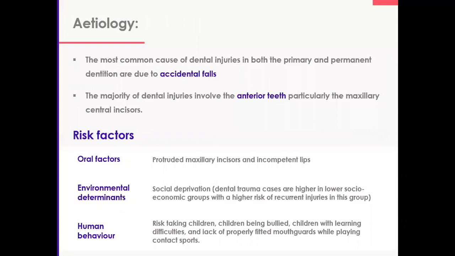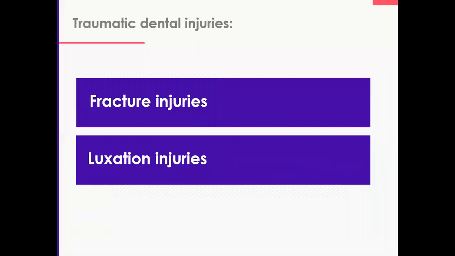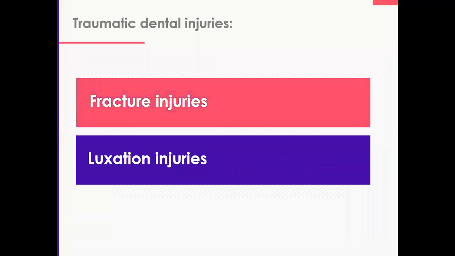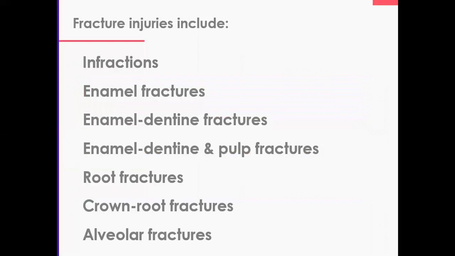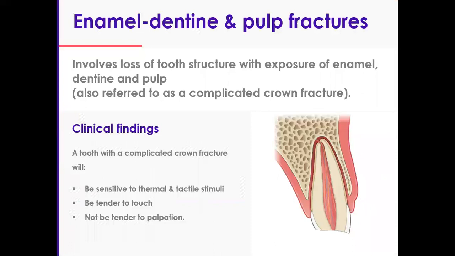Please watch the previous clips to recap if needed, especially the infractions, because we went through all these risk factors then. This week, we go through fracture injuries and next week, luxations. And today, pulp fractures. As I've already explained, and the name suggests, these injuries involve the loss of enamel and dentin, with visible pulp exposure, and are also referred to as complicated crown fracture.